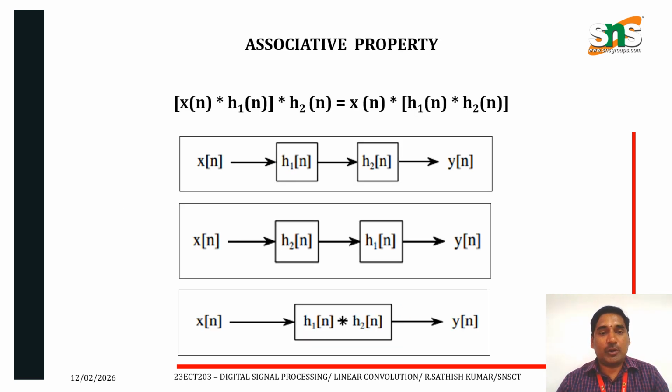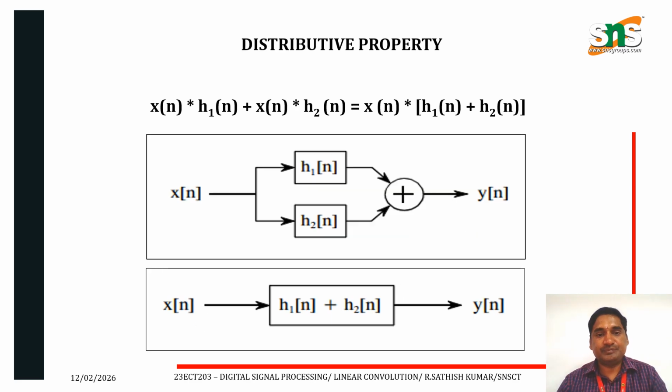Next one, associative property: x of n multiplied with h1 of n, again multiplied with h2 of n, we can get x of n * h1 of n * h2 of n. x of n multiplied with h1 of n, again multiplied with h2 of n, produces the output y of n. On the right-hand side, the sequence x of n multiplied with h1 of n * h2 of n also produces the output y of n.